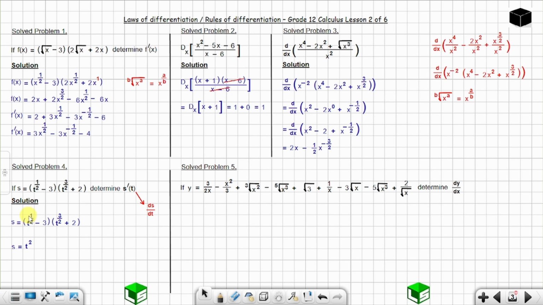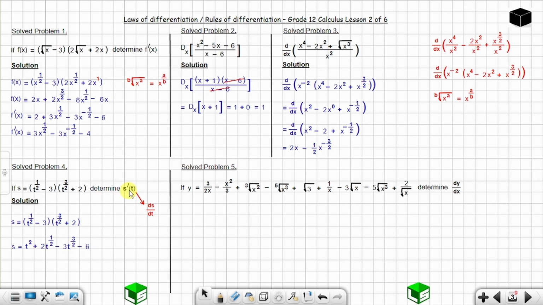Now you are going to take this times this. So it will be plus 2t to the power of this. This times this, you have this. Now you are going to take negative 3 times this. It's negative 3t to the power of this. You are done with this. You are going to take negative 3 times 2, which is negative 6. So you are done. You dropped your bracket.